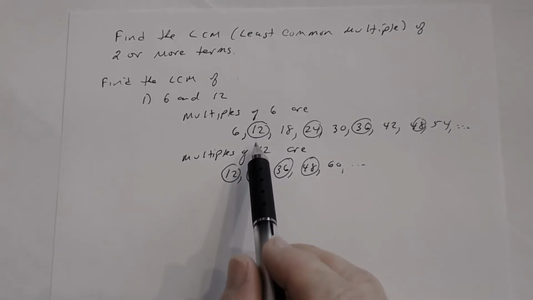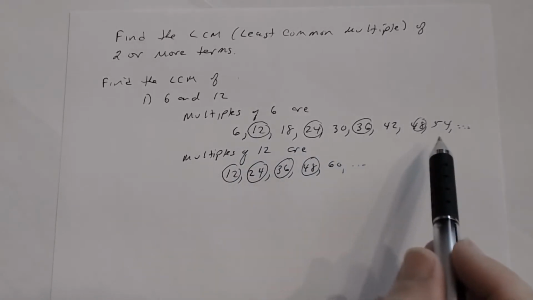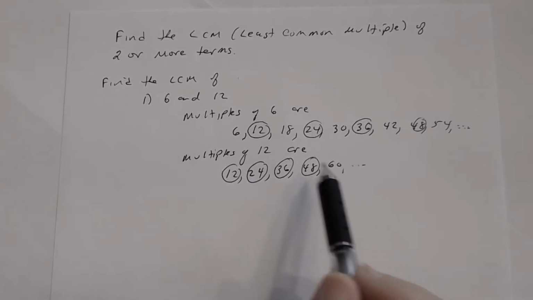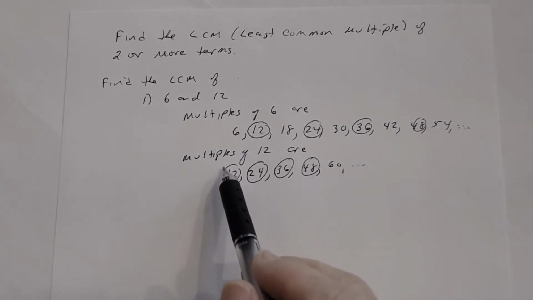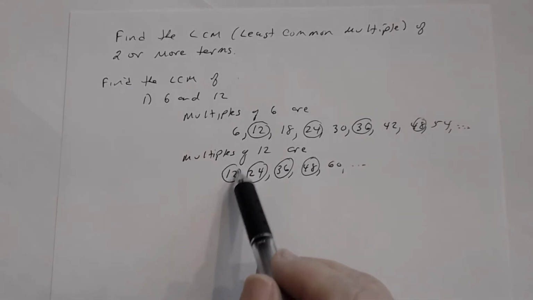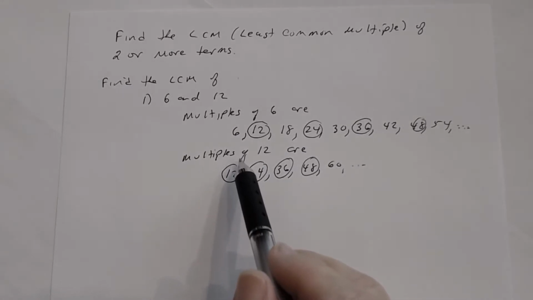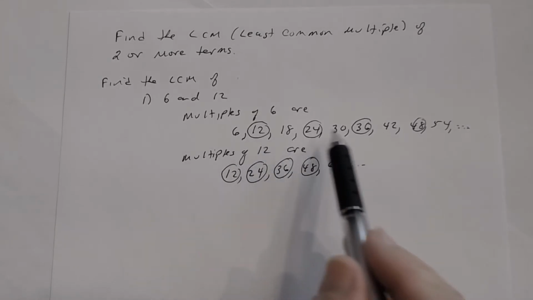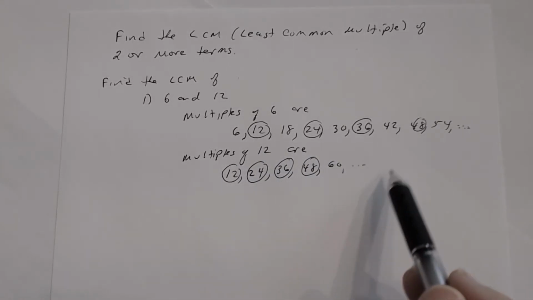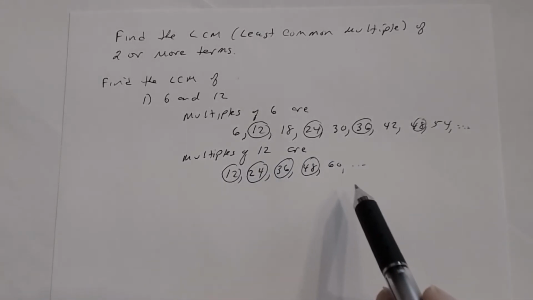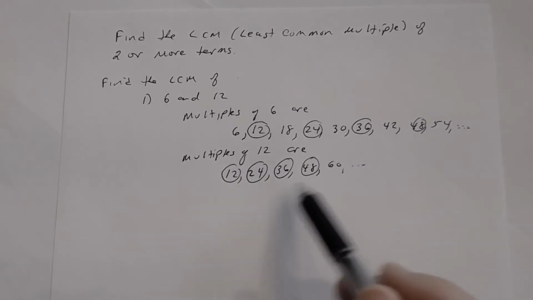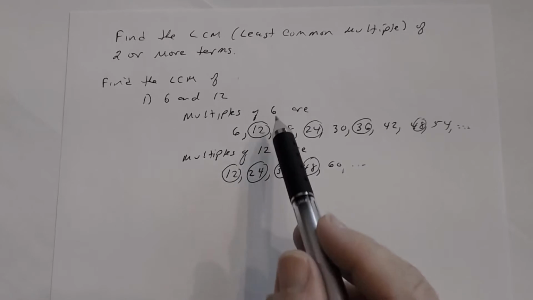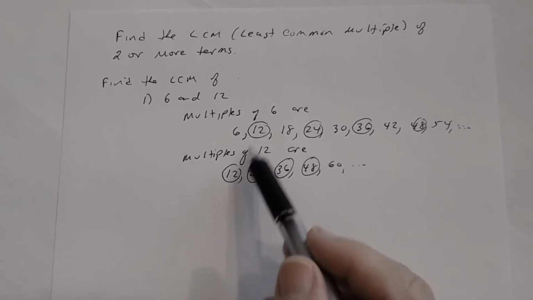Now, I want you to think about this. Notice how I wrote a bunch of those? You don't have to do all that. You could just do a few of these and a few of these, and sometimes you get it right away, so you don't have to go any further. I went further to discuss what we mean by multiples, what the common ones are, and that the least is the smallest one they have in common.